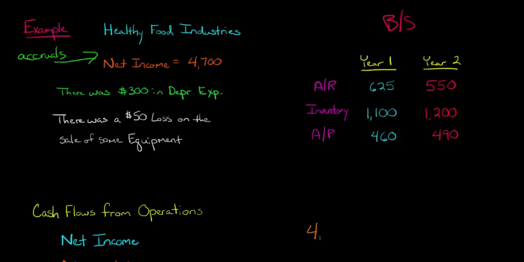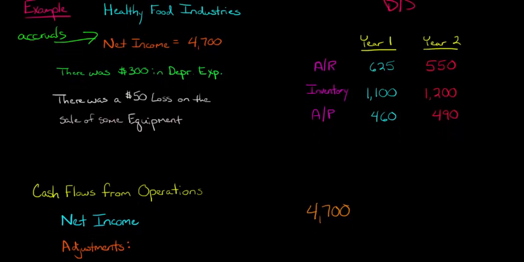So let's start with that. Now remember, net income has accruals in it, and we want to get to cash, right? We want cash flow from operations, so we need to make some adjustments here. So our first adjustment, let's remember that depreciation expense, right?